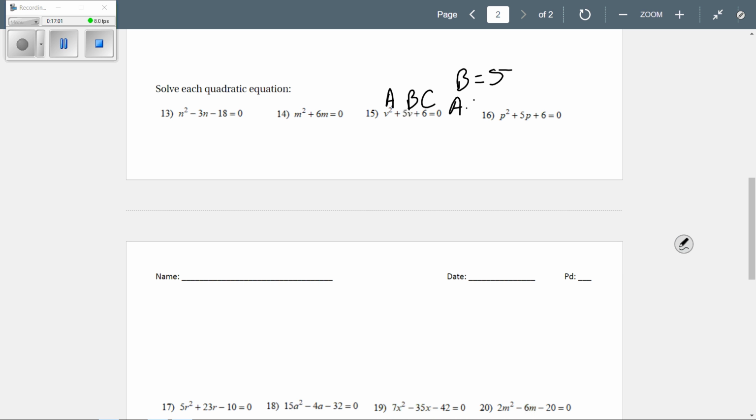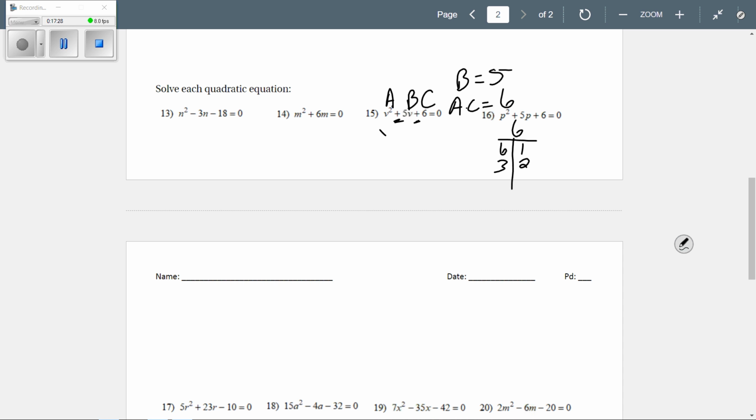A times C is 6, so we find factors of 6. They can add up to 5. 6 and 1. See, some of us would have stopped right there and said, oh, that can get us a 5, but as we see, there's no minuses, there's no negatives, so that won't work because 6 plus 1 is 7. We keep going. 2 and 3. 2 times 3 is 6. Oh, that equals 5 when added together. There's our winning factors this time.